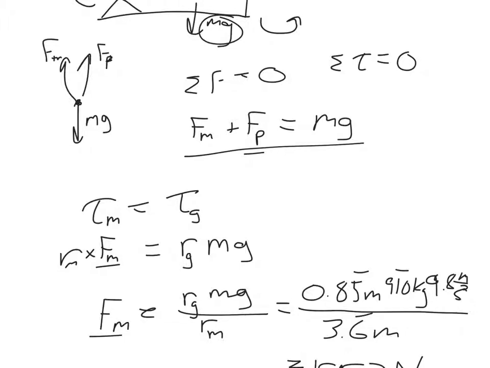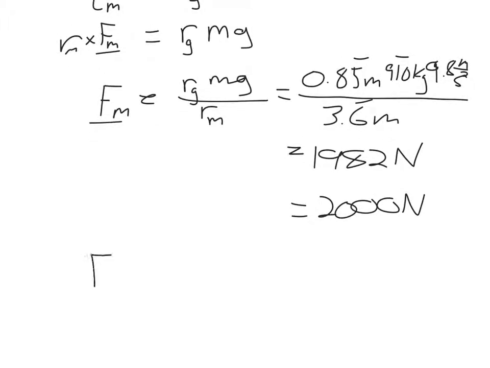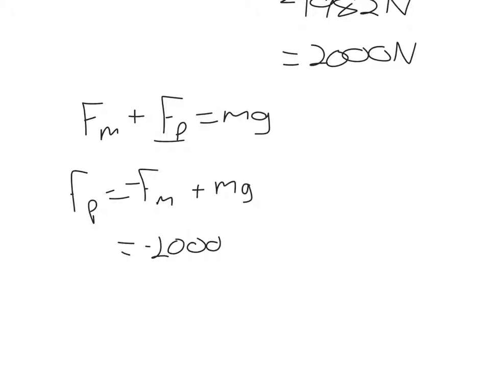So let's give myself some room, because now I know the force of the man. So force of man plus force of pivot equal to mg. I'm solving for this guy, so let's subtract the man's force out and get force pivot equal to negative force man plus mg, equal to negative 2,000 newtons plus the mass of the rocks, which was 910 kilos, and gravity is 9.8.